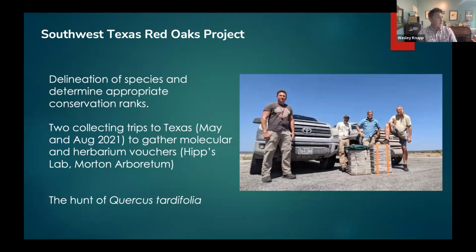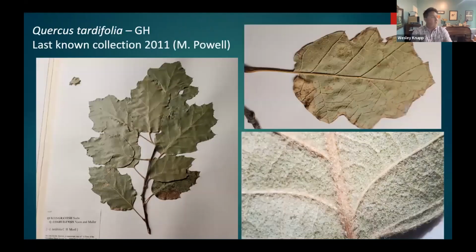So this is our glamour boy shot. Those presses are completely full of herbarium material. They were the physical herbarium vouchers that complemented molecular vouchers from all the red oaks we encountered in Southwest Texas. And part of this was certainly the hunt for Quercus tardifolia. This was a single site endemic to Boot Canyon in Big Bend National Park in Texas. It is morphologically really quite distinct from any other member of that group, with these broad leaves and that dense, almost albate arachnoid pubescence on the back of the leaves.